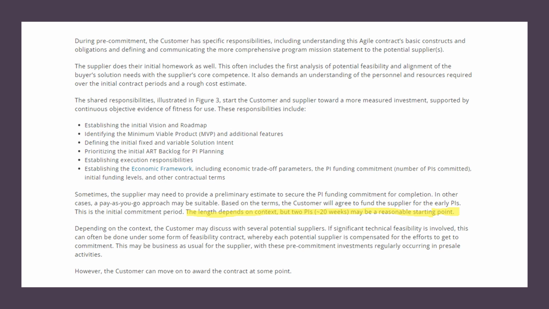If significant technical feasibility is involved, this can often be done under some form of feasibility contract whereby each potential supplier is compensated for the efforts to get to commitment. This may be business as usual for the supplier, but these pre-commitment investments regularly occur in pre-sales activities, right? However, the customer can move on to award the contract at some point.